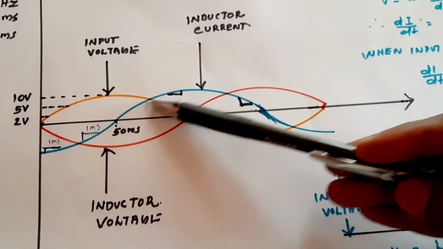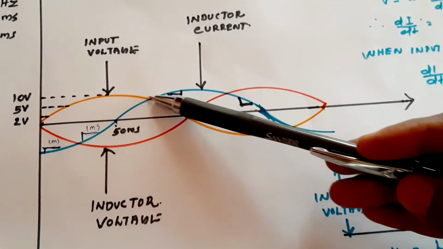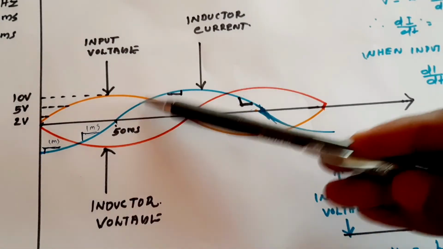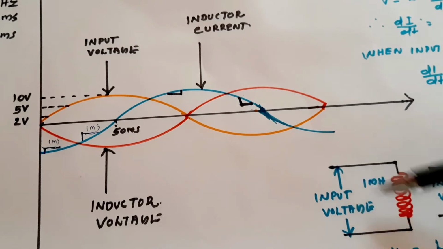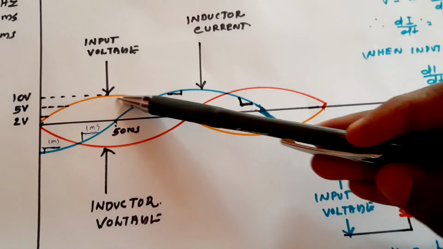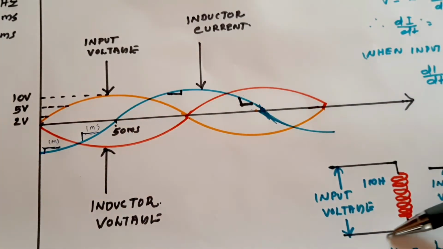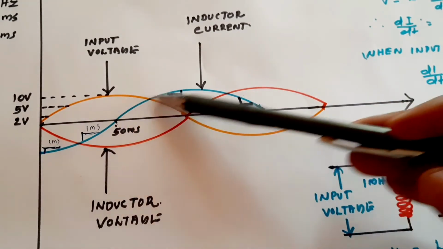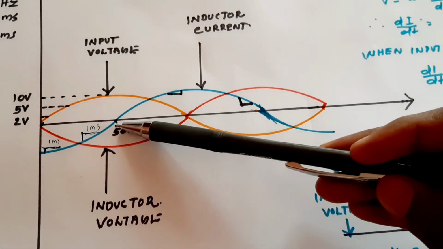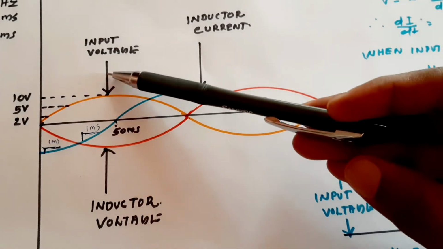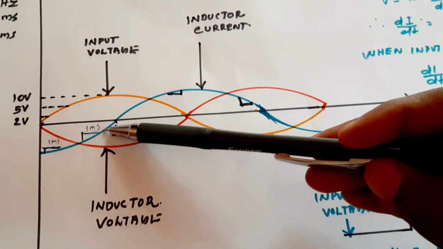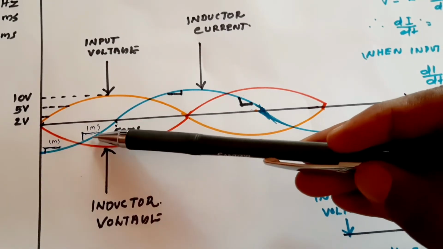Why is the inductor current increasing? Even if the inductor input voltage is decreasing, the inductor current is increasing. Why? If it were a resistive circuit instead of an inductive circuit, as the input voltage is decreasing, the current through it would also be decreasing. But here, as the input voltage is decreasing, the current is increasing. Why? Because at this point the input voltage reaches maximum, the inductor current has reached zero.